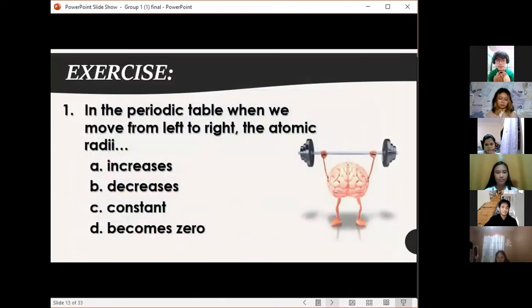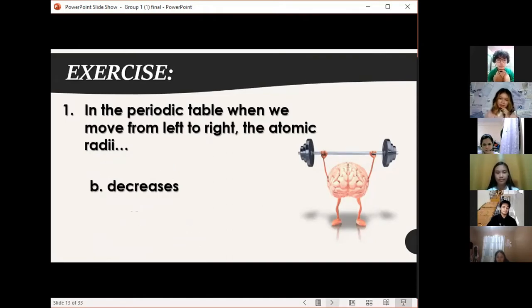And here is an exercise to better understand the concept of atomic radius. In the periodic table, when we move from left to right, the atomic radii: A, increases; B, decreases; C, constant; or D, becomes 0. The answer is B, it decreases. Because when the valence electron is added and the protons are increasing, the electrons pull together closer to the nucleus, which makes the size of an atom smaller.